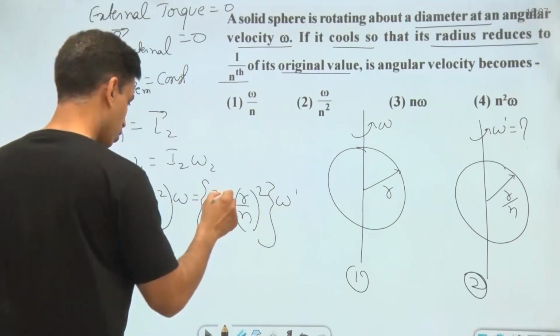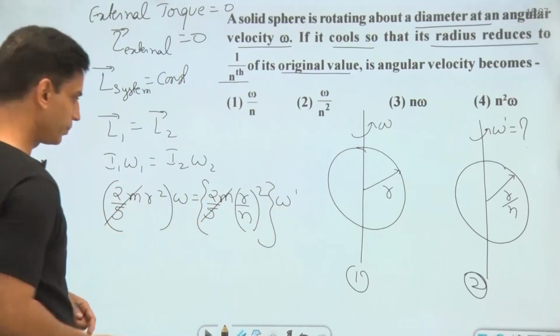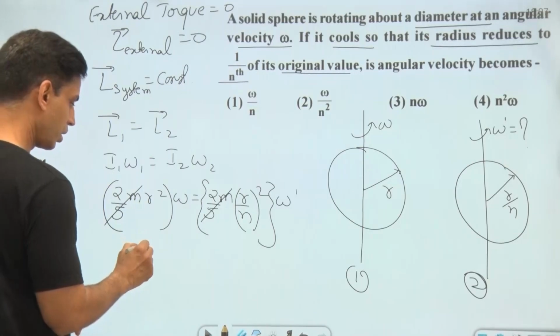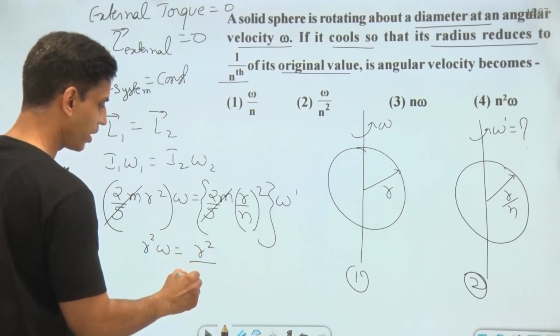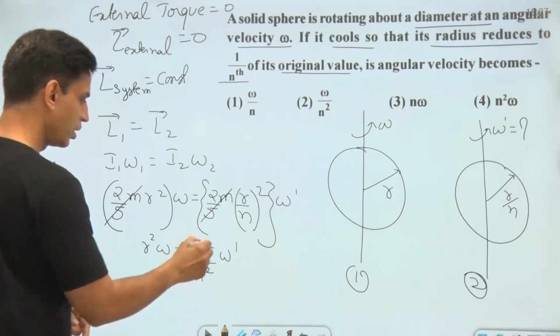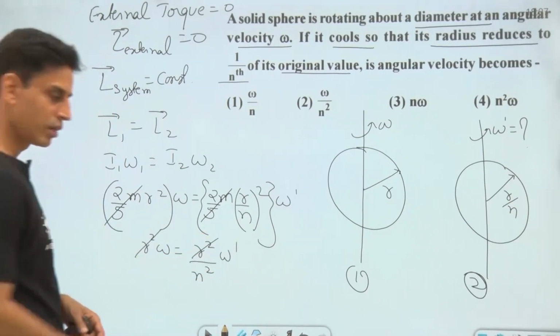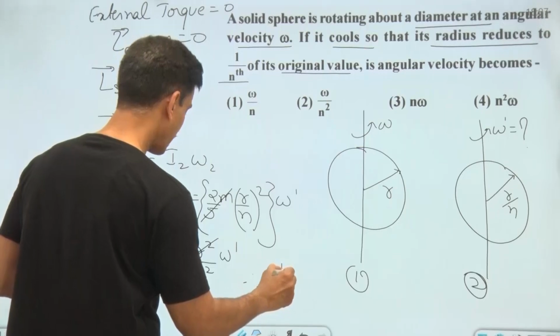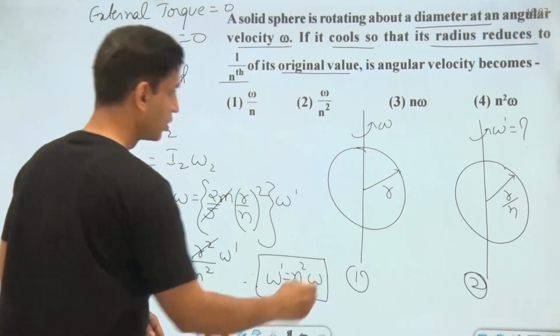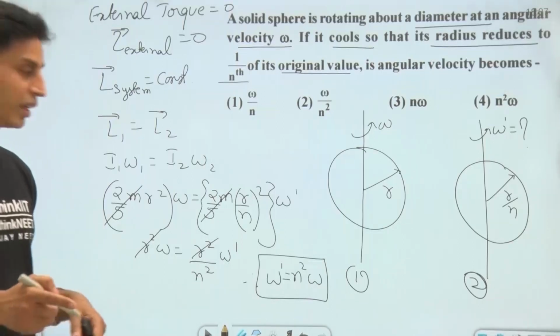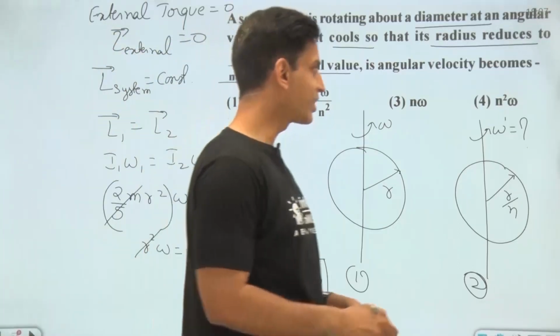Got it? Now 2 by 5 m, 2 by 5 m. So it is r square omega is equal to r square by n square omega dash. R square will cancel this r square. That is omega dash is equal to n square omega. So the new angular velocity will increase by n square times.